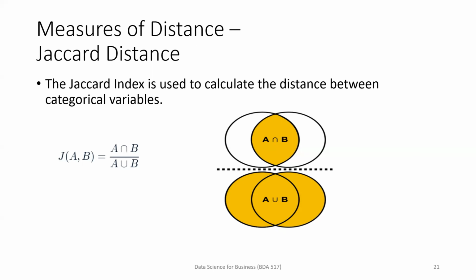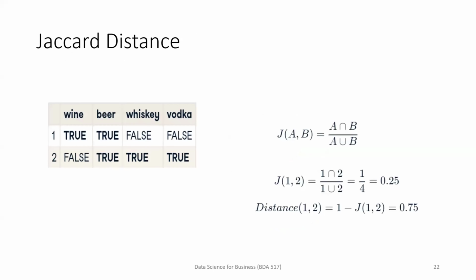So let's see a practical example. Let's say we have two observations with 4 features. So we have wine, beer, whiskey, and vodka. I think next time I need to change the names and make it grapefruit and Fanta and soda. So wine, beer, whiskey, and vodka. Is any of them similar? What is the Jacquard distance?